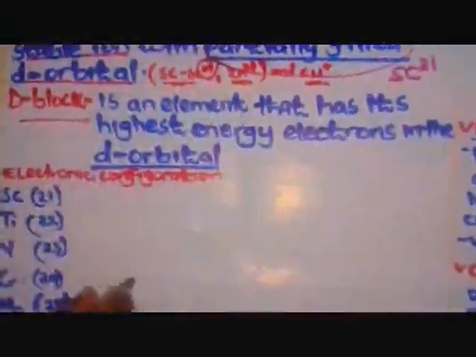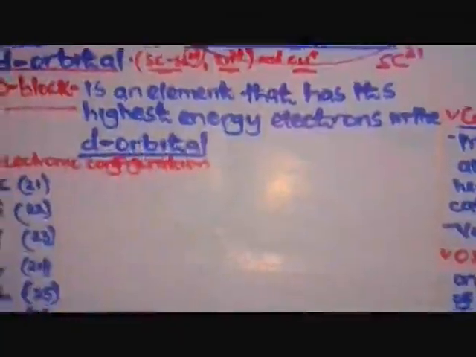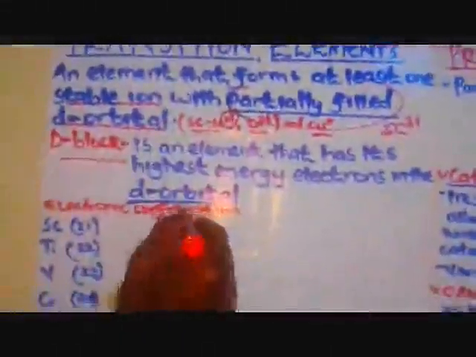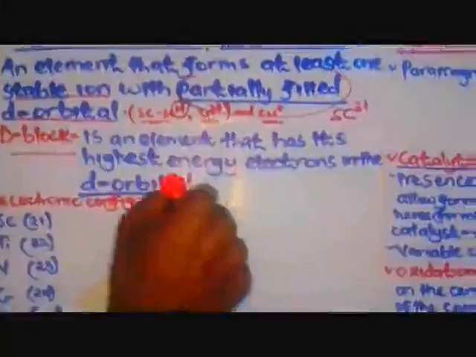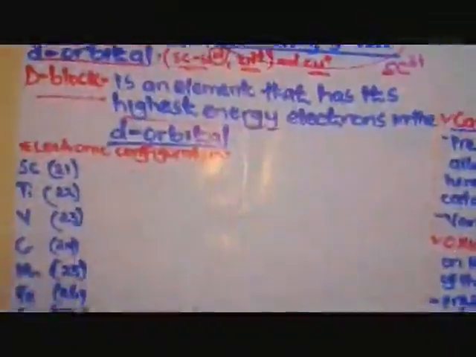Now, when does an element become a D block element, members? Remember, we have said all transitional elements are D block elements. A D block element is an element that fills its last electron in the D orbital. When we see our electronic configuration, all of these elements will be filling their last electron in the D orbital. All of these which are transition will become D block. Why? Their electron is filled in the highest energy level of 3D, which means it has the highest energy.